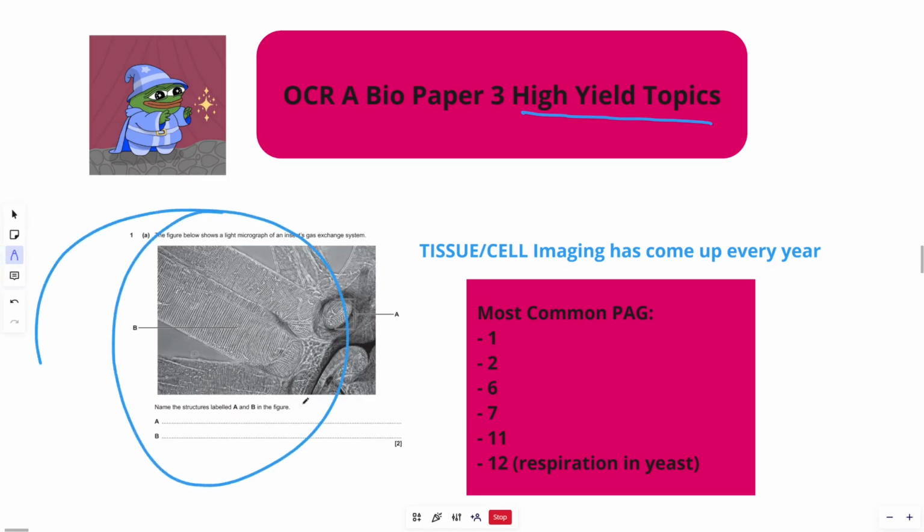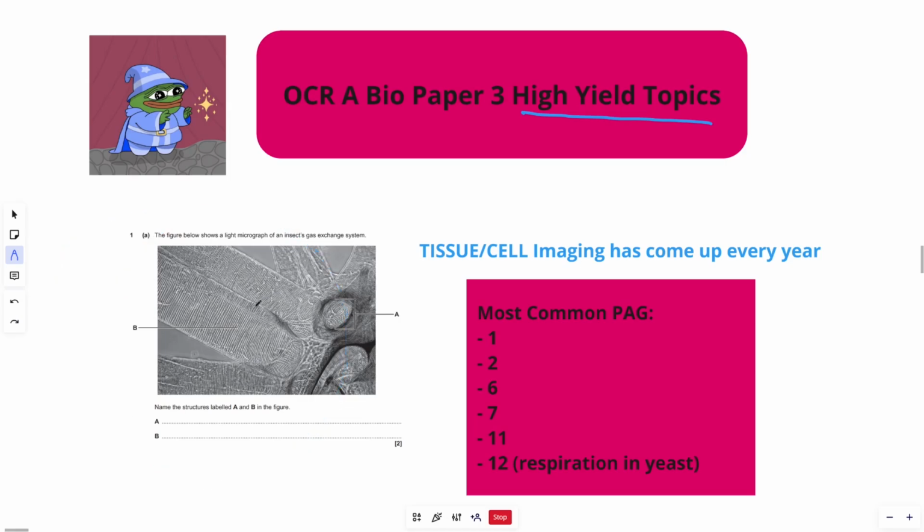Okay, so this sort of question right here, where you're given an image of something, normally a micrograph or some sort of microscope image of a tissue or a cell, you are asked to name some labeled points. Okay, this has come up every single year. It's only 2 marks, but if you can get comfortable with doing this, the ones that come up in the specification, and if you've done all the past papers for paper 3, you're going to know what I'm saying, where this comes up every single year.